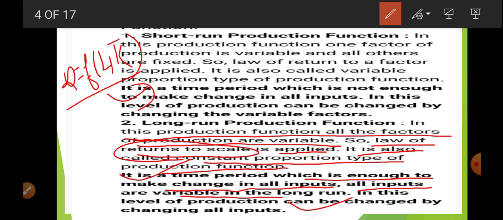So for the long run, what we will write in the equation is Q is a function of L, K, and both are variable. When all inputs are variable, this is the long run, and when only the variable factor is changed, then it is the short run. Okay.